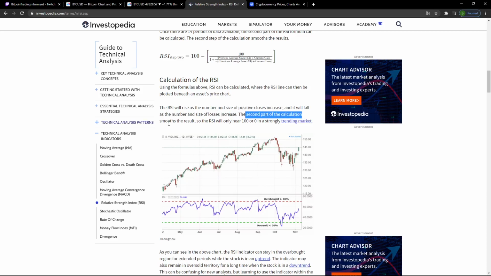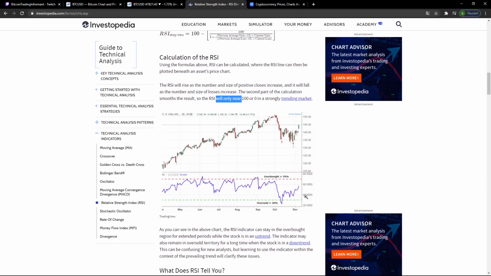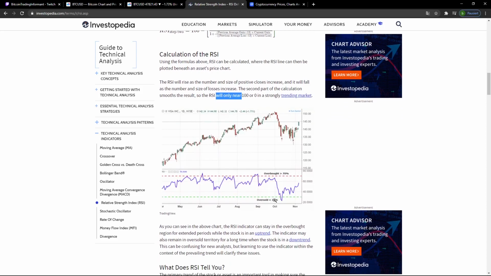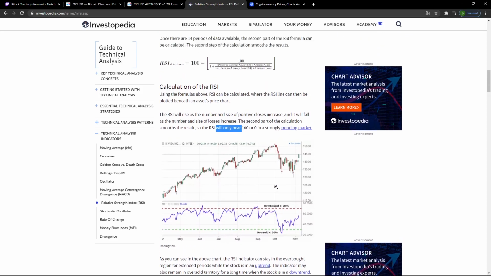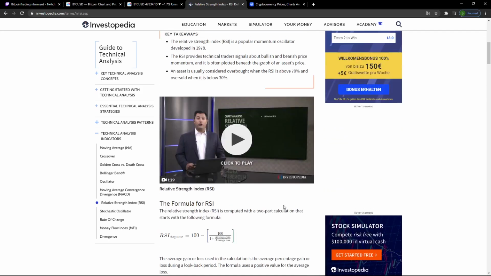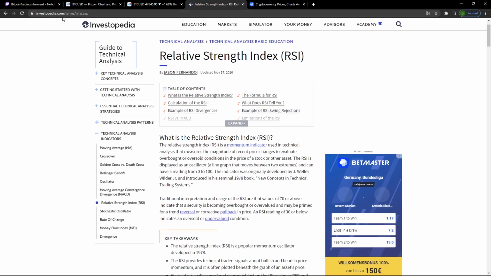The second part of the calculation smooths the result, so the RSI will only near 100 or 0 in a strongly trending market. So if the RSI line is coming in the direction of 100, you will see it's extreme overbought. Attention, maybe it will go down very fast. And on the other side, if it's going in the direction of 0, you see it's oversold. Attention, I will buy because a lot of traders are looking at this. So this is the Relative Strength Index, RSI. You can read the formula and how you can calculate it on Investopedia.com.